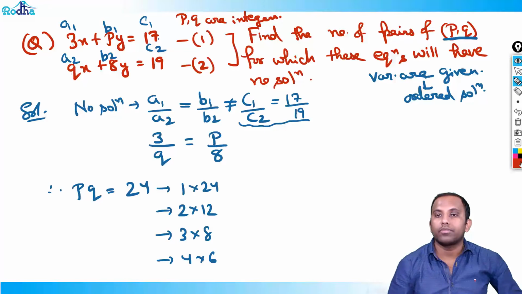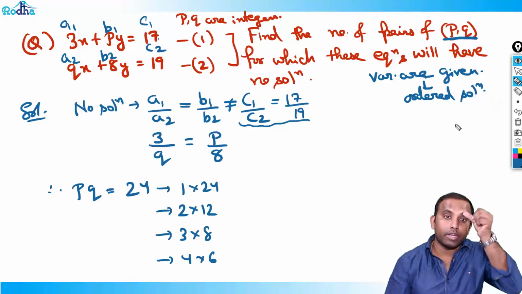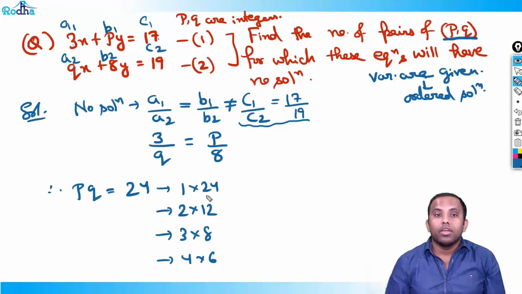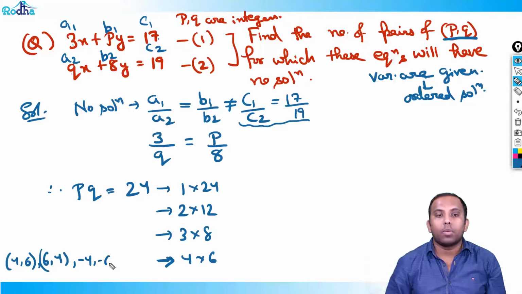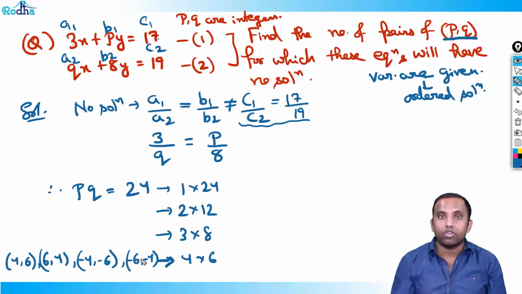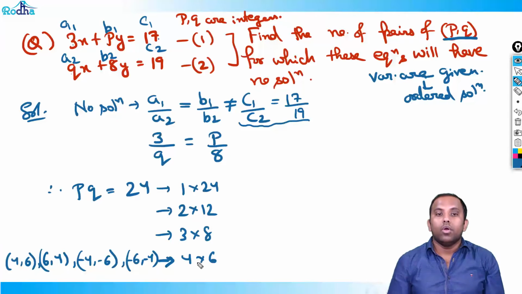Right? Positive and negative are not given. That means I have to take all the cases of positive and negative as well, right? So if it is 1 into 24, or 4 into 6, it will have 4 values now. 4 comma 6, 6 comma 4 in ordered solution, minus 4 comma minus 6, and minus 6 comma minus 4. So one way of writing p into q as 24 will have 4 pairs of ordered solutions if negative is also considered, right?